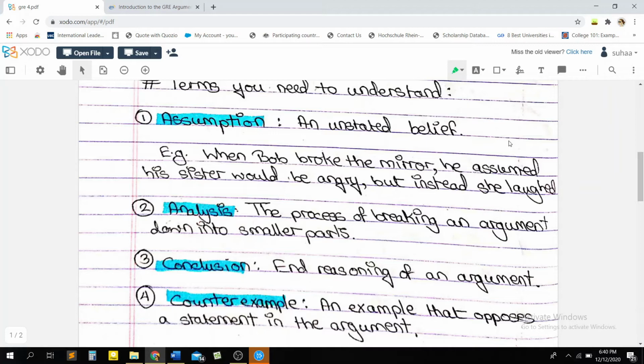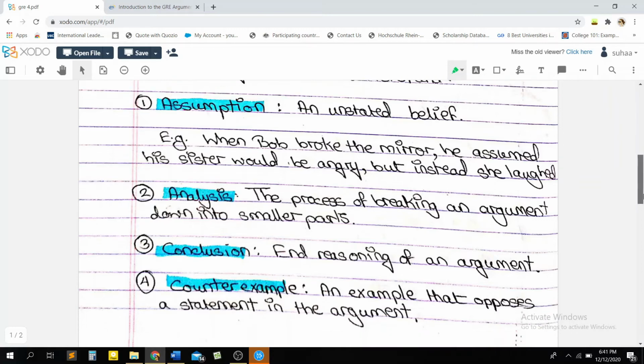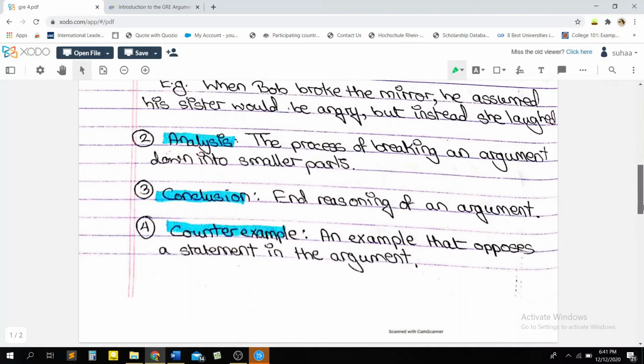For example, you failed your test and you thought that your father is going to yell at you, but instead he said that don't worry, do better next time. So what you did was you assumed that your father was going to yell at you, which turned out to be not true. Assumptions can also be true, but mostly, they're not true.